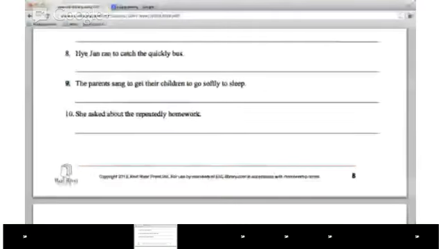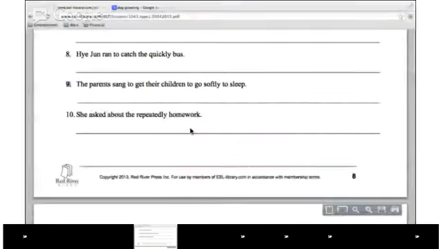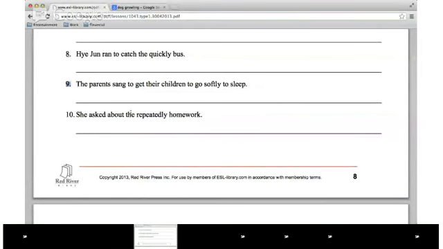All right, how about number 9? Number 9 is for Badi. The parents sang softly to get their children to go to sleep. Good. The parents sang softly to get their children to go to sleep. Good. Nice job.